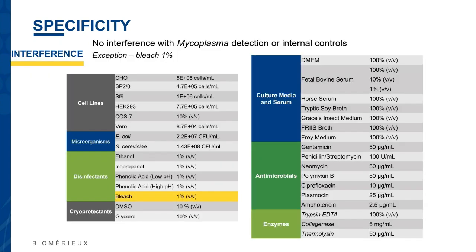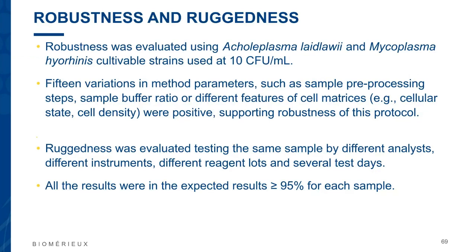specificity and inclusivity. And we also tested a myriad of different products that have been described to interfere with PCR technologies. Except for the bleach at 1%, none of these different cell lines, microorganisms, disinfectants, cryoprotectants, antimicrobials, enzymes, etc., showed any interference with the BioFire technology, and we still detect the different microorganisms at the LOD.